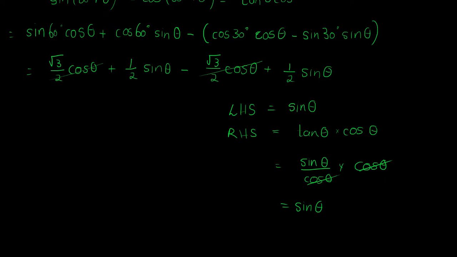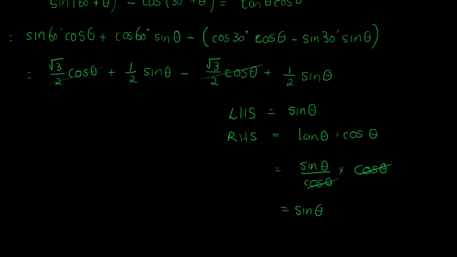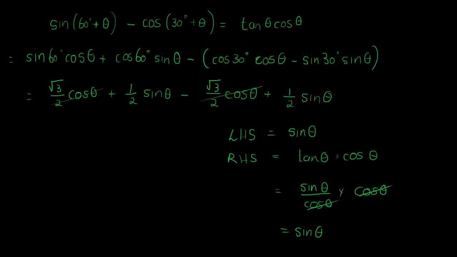So as you can see, there was nothing complicated. This was a level 2 question. Now granted, it was a lot of steps, but none of it was ever difficult. It was simply applying the compound angle identities, special angles, and then eventually just simplifying on both sides until you get the same result, which was very simple, and yet very few people actually successfully did this.